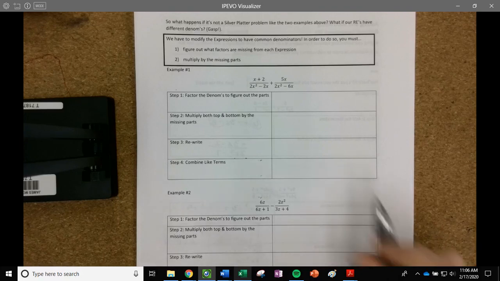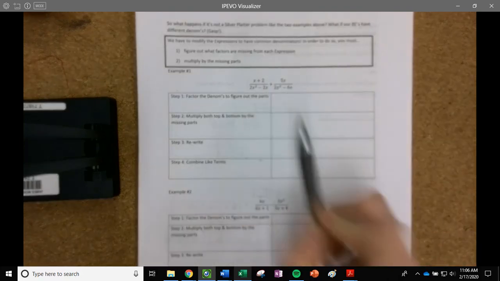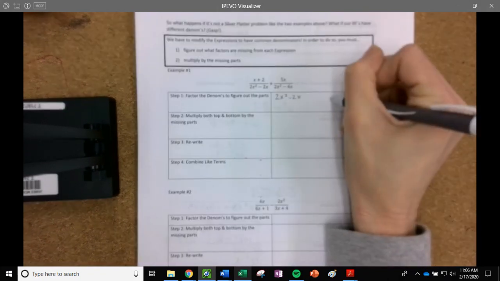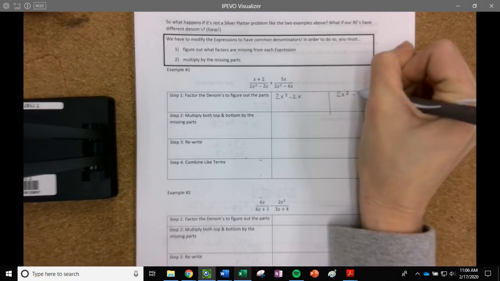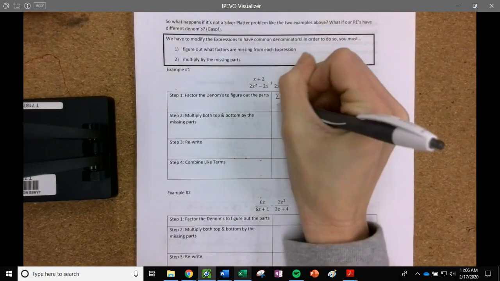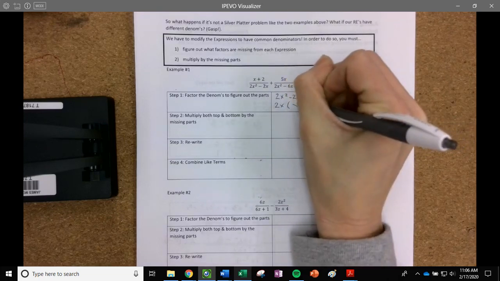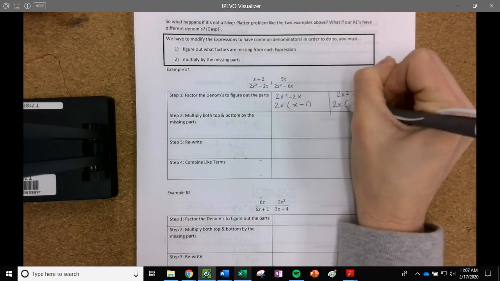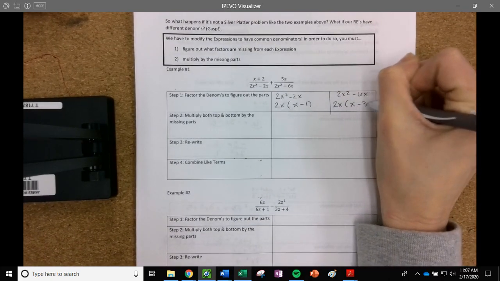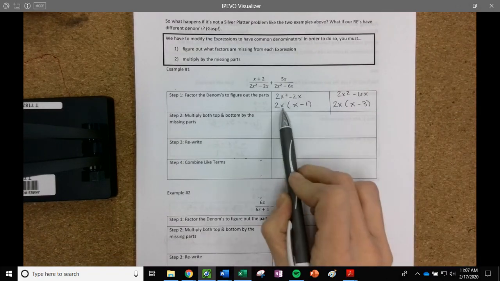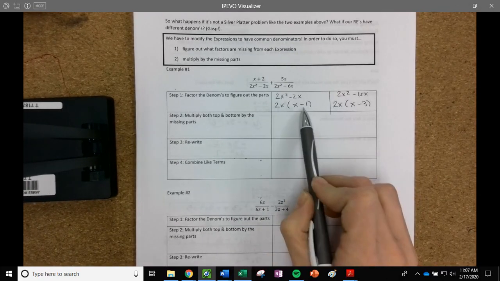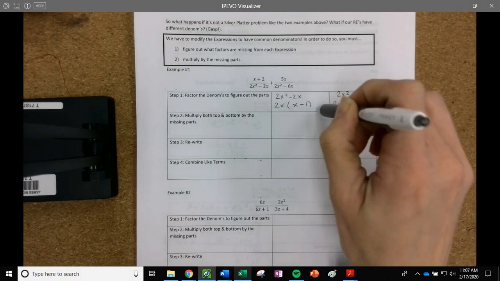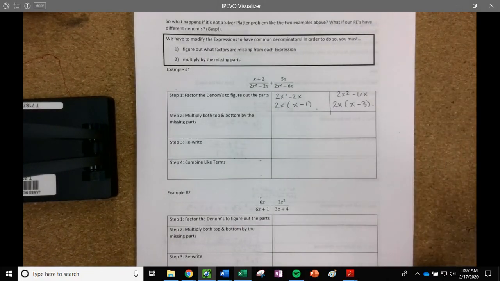So what do I mean by that? We're going to factor out these denominators so we can see what we're missing. 2x squared minus 2x and 2x squared minus 6x. So I can factor out a 2x here, and I'll have x minus 1. And I can factor out a 2x here, and I'll have x minus 3. So both of my sides have 2 x's, but this side has an x minus 1 and this side has an x minus 3. So those are my missing parts respectively. This side is missing x minus 3 and this side is missing x minus 1.